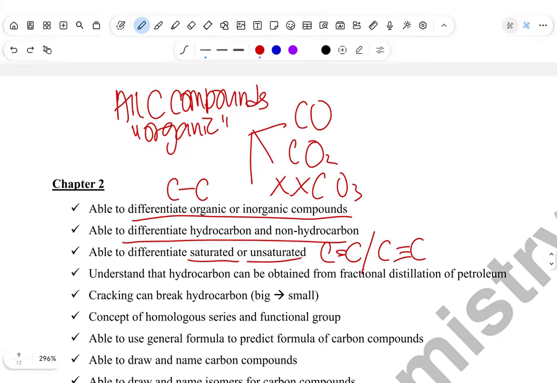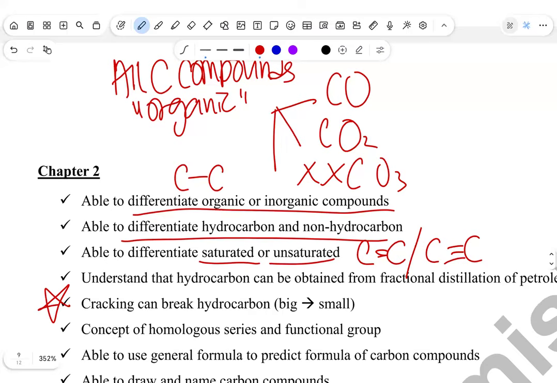After that, we also learned about cracking. Cracking is a process to break a big hydrocarbon into a smaller one. Why are we so free, breaking a big hydrocarbon into a smaller one? Because smaller hydrocarbons are more useful. Big hydrocarbons are not really practical. They are very hard to burn, very hard to use for anything. We can burn small hydrocarbons, and we can use them to produce other substances. So small hydrocarbons are more useful.